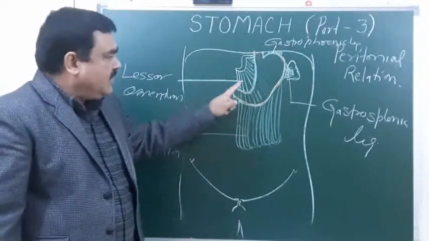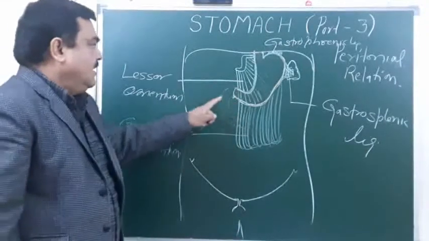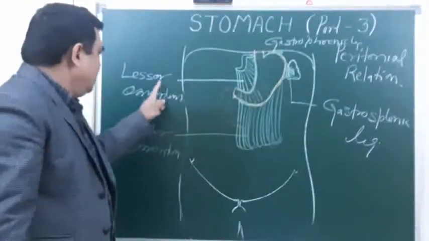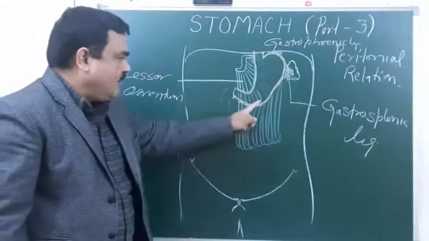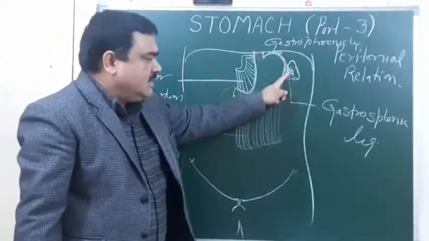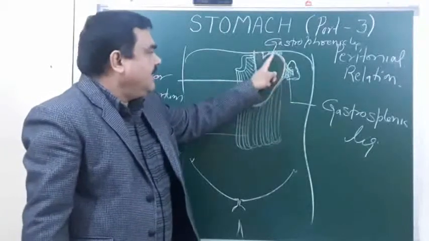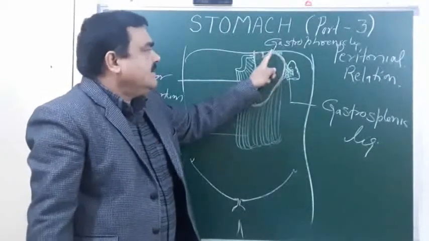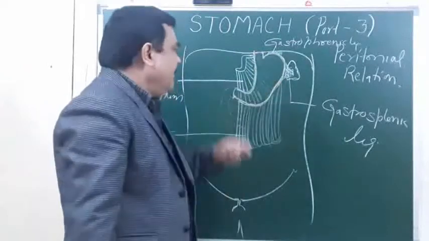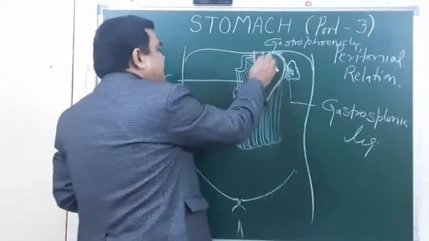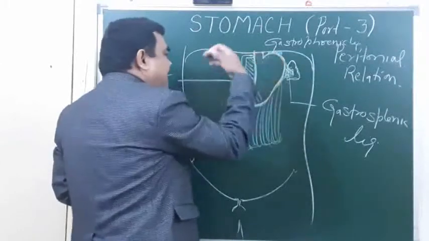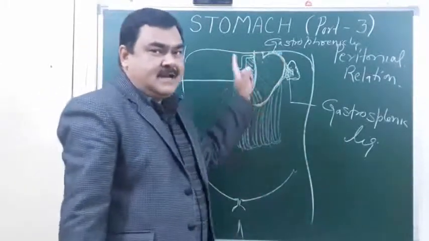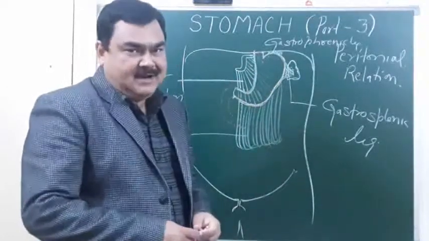This is the peritoneal relation. Along the lesser curvature, the lesser omentum is attached; along the greater curvature, the greater omentum is attached, and also the gastrosplenic ligament, and here at the side of the fundus, the gastrophrenic ligament. Posteriorly, a small area is uncovered, that lies here on the back side; that is the bare area of the stomach.